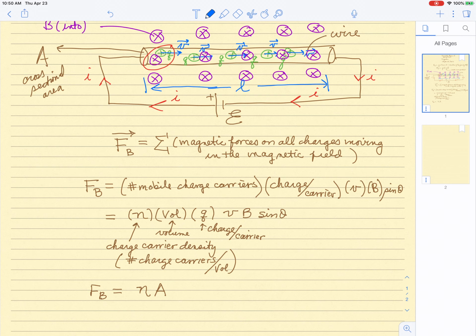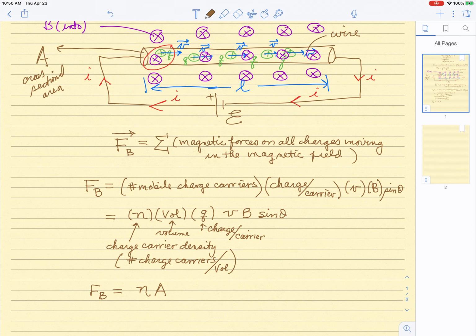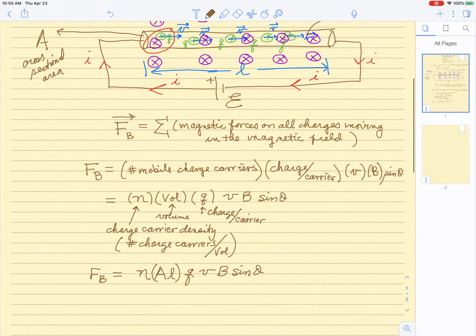So A is the cross-sectional area of that wire that's immersed in the magnetic field. L is the relevant length of that wire that's immersed in the magnetic field. And so the volume is going to be cross-sectional area swept through that length. Then we have the charge per unit carrier, the drift speed, the magnitude of the magnetic field, times the sine of the smallest angle between the velocity vector and the magnetic field vector. Now that's a complex equation with lots of moving parts.